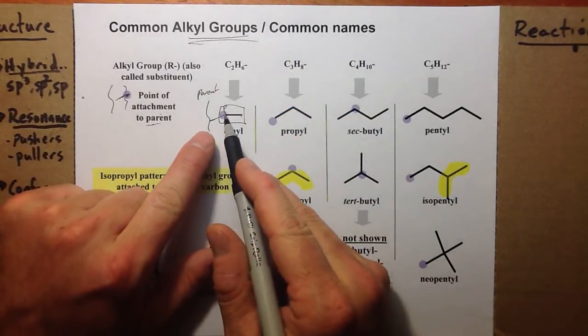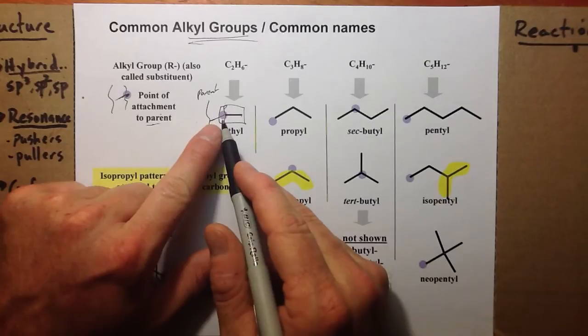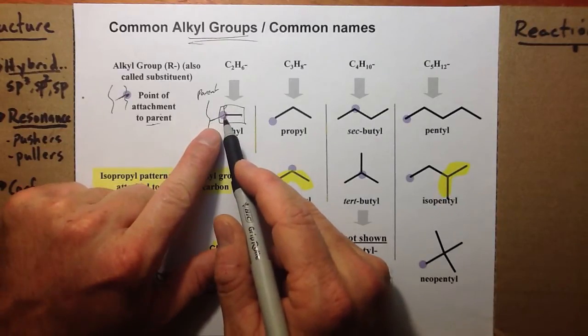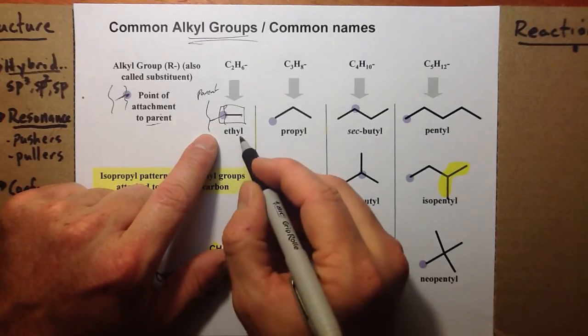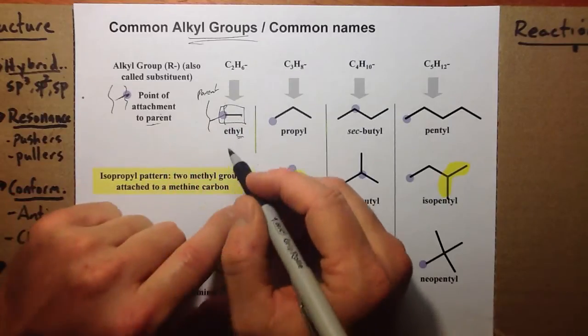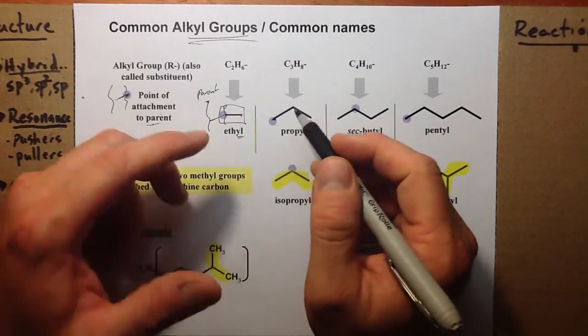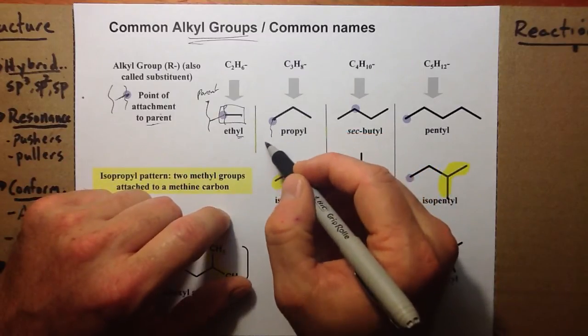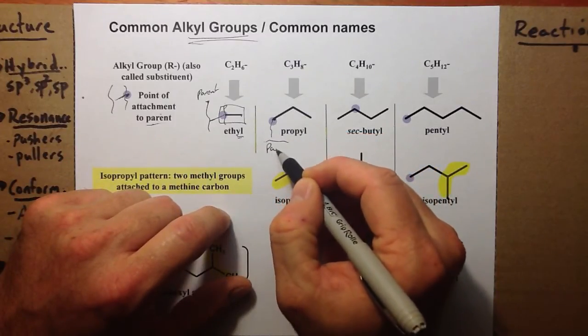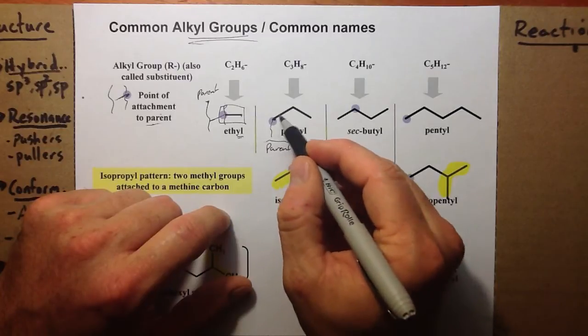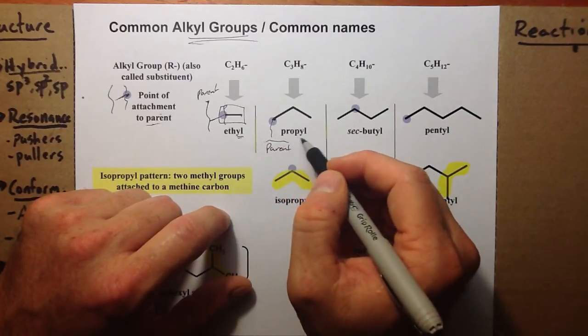This purple point is the first carbon, let's say, in the group. So 1, 2, that would be ethyl, since there are 2 carbons. Again, we're counting this purple point as being the part of the group still, but it's going to be attached to the parent. The parent here, maybe some long chain. 1, 2, 3, that would be a propyl group.